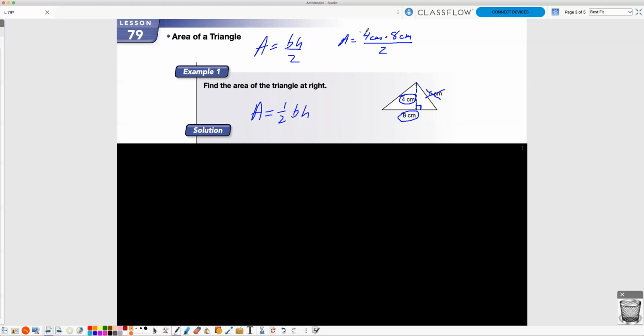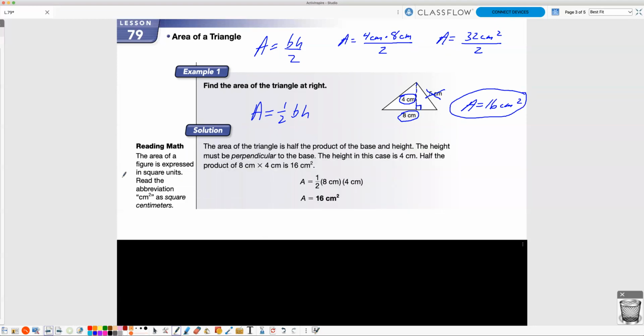If I want to, I could reduce before doing anything. 4 divided by 2 would be the same as 2 over 1, or 8 divided by 2 is the same as 4 over 1. Or I could just recognize this would be 32 divided by 2, whichever way you want to look at it. You do have to remember that centimeters times centimeters is the same as centimeters squared. So the area would be 32 centimeters squared divided by 2. The final area of this triangle would be 16 centimeters squared, because 32 divided by 2 is 16.